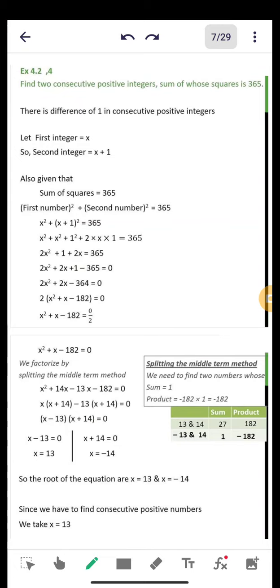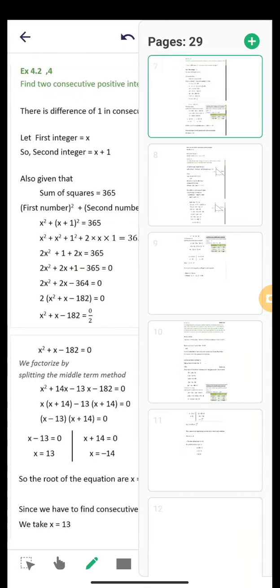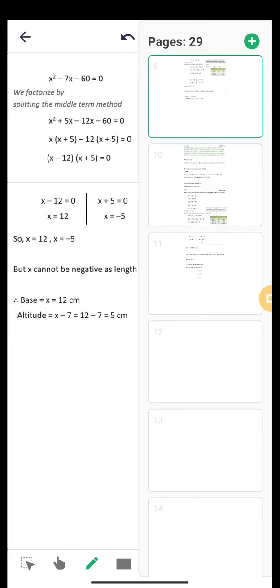We have to find consecutive positive integers, so we take x value as 13. We'll ignore the negative value because it's mentioned in the question that we need positive integers. Okay, so we'll take x is equal to 13. What would be the next number? x plus 1.